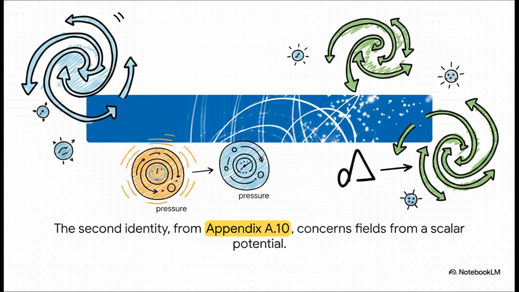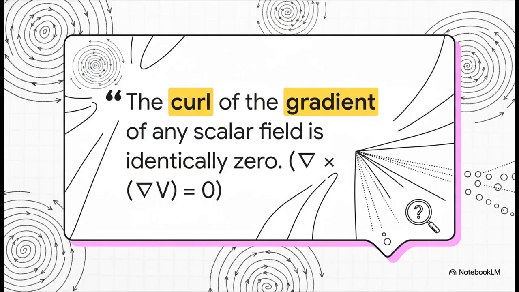All right, let's head back to that textbook appendix for our second golden rule. This one is about a special kind of field that comes from something called a scalar potential. Think of things like a temperature map or a pressure map. This rule states that the curl of the gradient of any scalar field is, you guessed it, identically zero. Del cross del V is always zero.